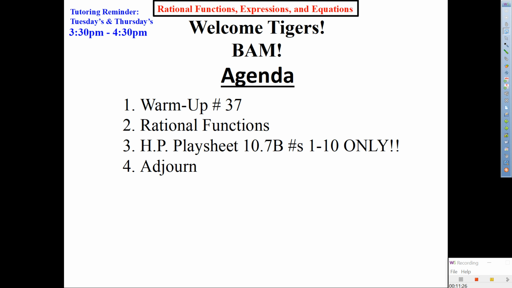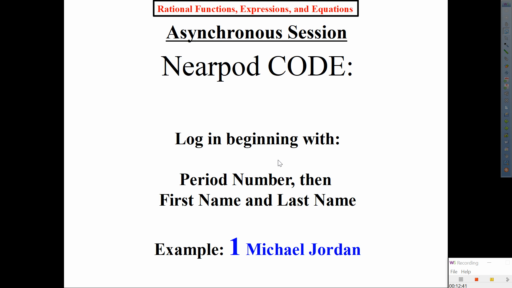Let's go. That's why part of your materials was what, Jaden? To get what? Aside from the 4 colored pen. Graphing paper, yeah, your notebook, yeah? All right, what's that? Warm-up number 37, rational functions, play sheet 10.7b, numbers 1 through 10. All right, get a Cornell note ready, please.